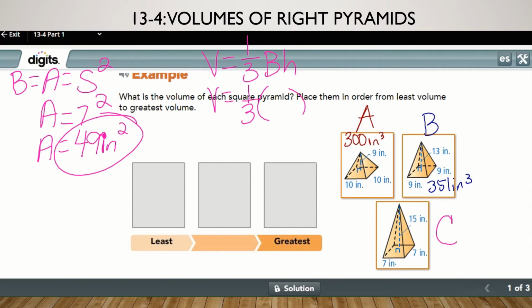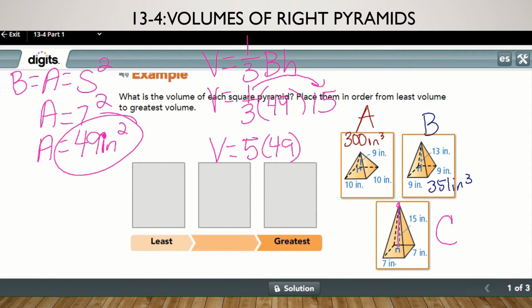Here is our area of the base, which is 49. And then the height from the peak all the way down, that would end up being 15. You can multiply this however you want to, but I'm going to go ahead and get 1/3 of 15, which is 5. And then 5 times 49 is 245. And don't forget your units, that's inches cubed. Volume is always cubed.